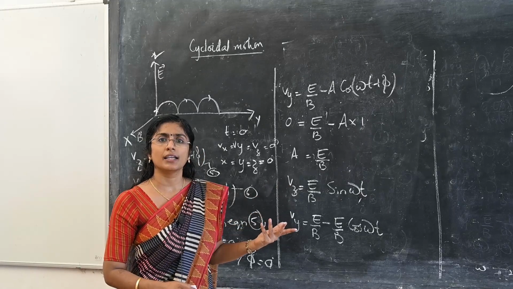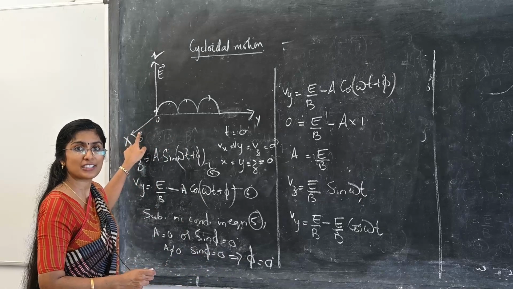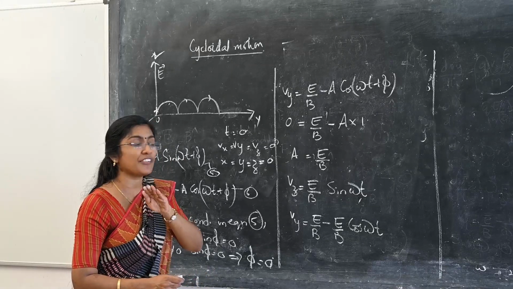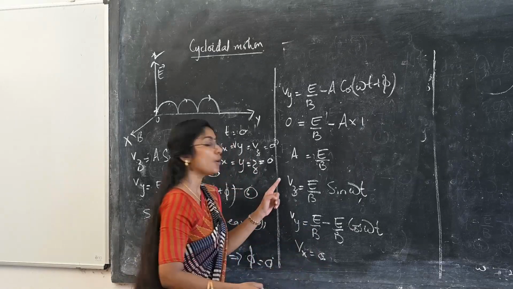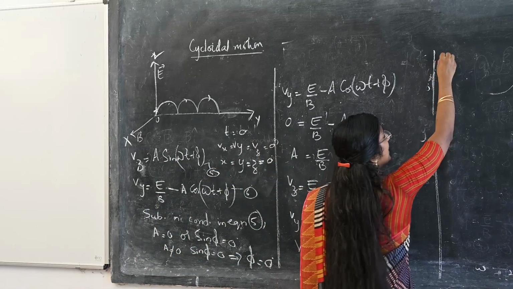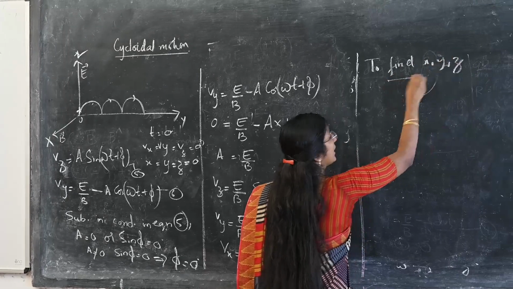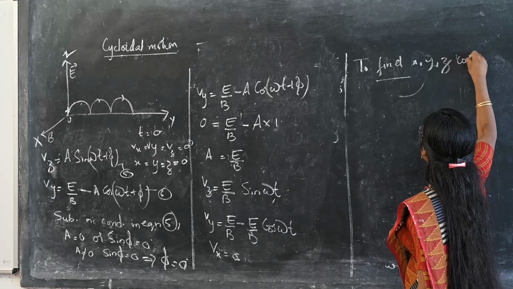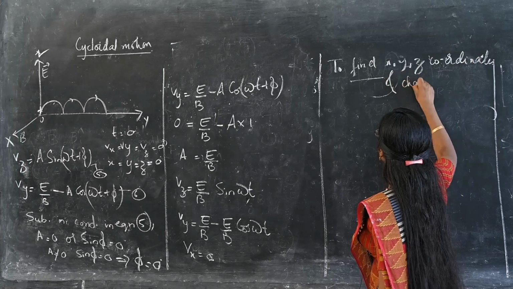Now what is Vx? Vx is always equal to 0, because the particle has no motion along the direction of the electric field, or the particle has no motion along the direction of the magnetic field or the x-axis. So Vx is eternally 0. So I have got Vz, Vy and Vx. Now what we are going to do is the final stage, that is to find the x, y and z coordinates of my charged particle.